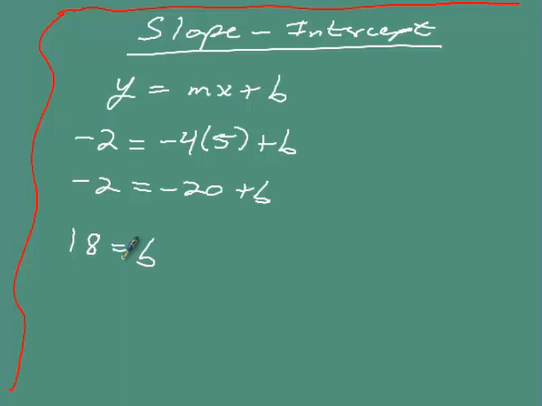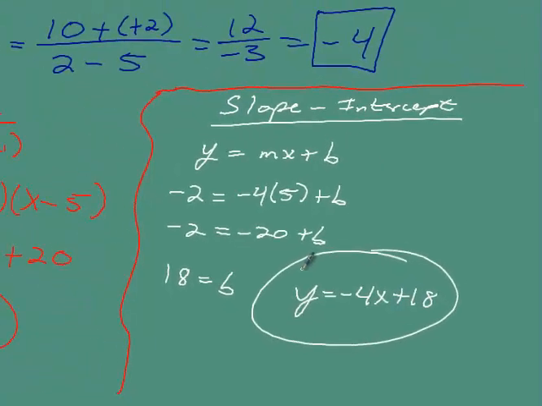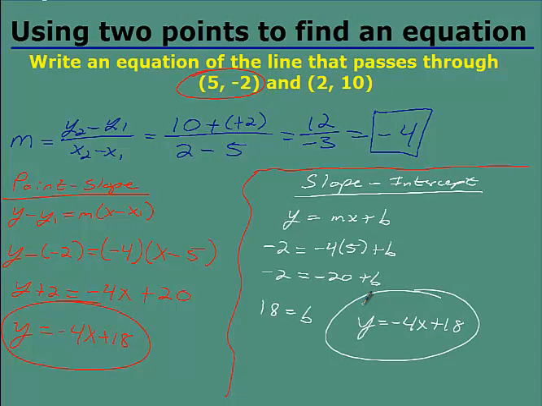An equation. Okay, well, if I have my y-intercept, do I have the slope? Yeah, so now I can put them back together and rewrite my equation. So my final equation here is y equals negative 4x plus 18. Oh, geez. Doesn't that look a little bit familiar?